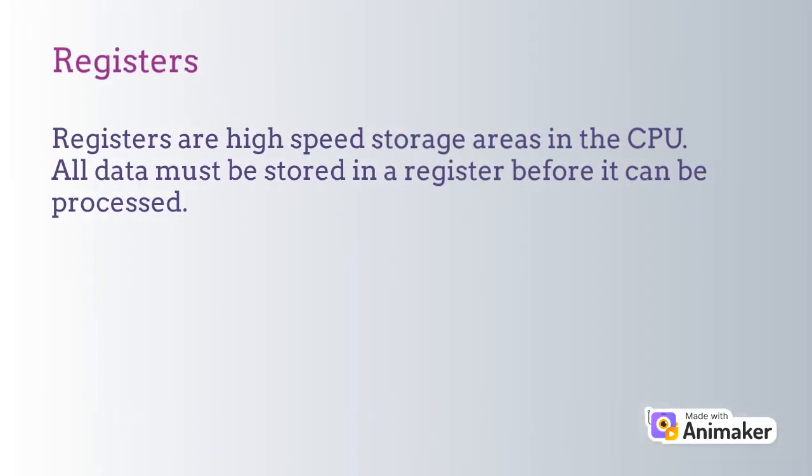So up next we will move towards the registers. So what are registers? Registers are high-speed storage areas in the CPU. All the data must be stored in a register before it can be processed. Registers are the fastest available memory and contain temporary data, and they are of very small size.